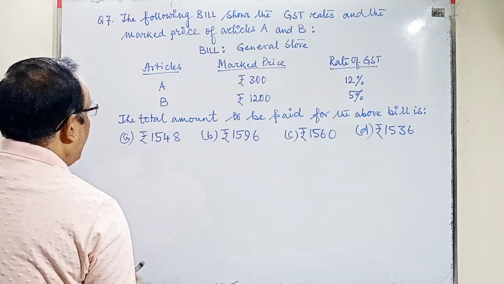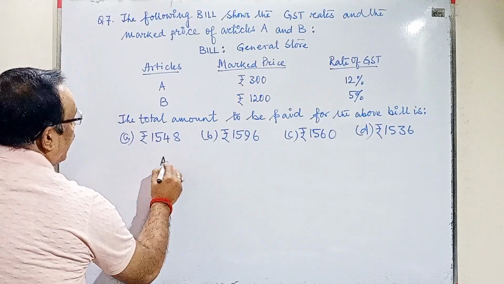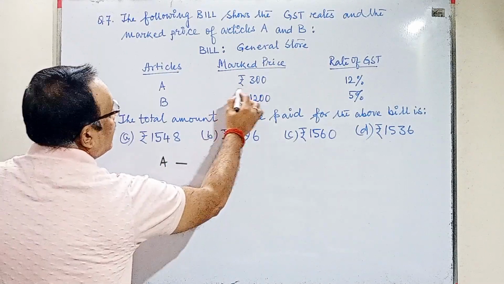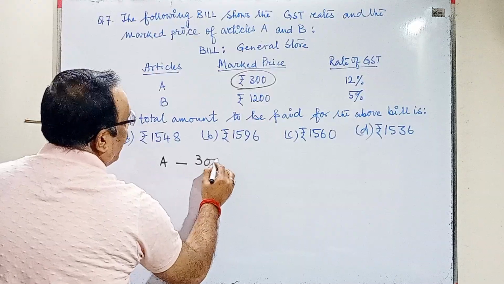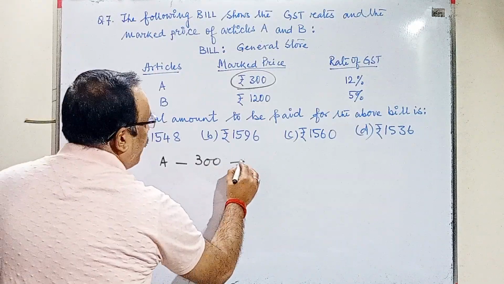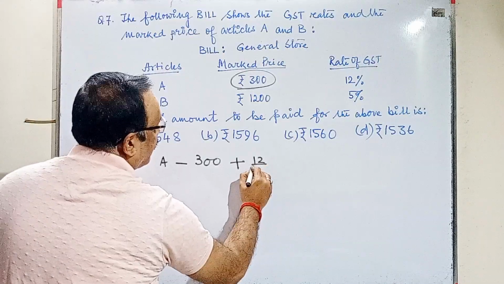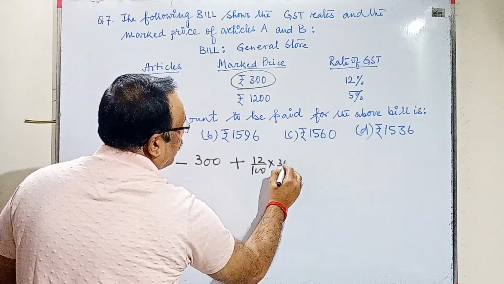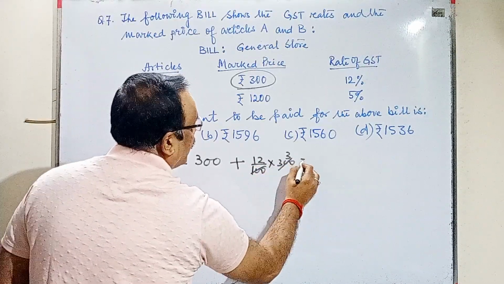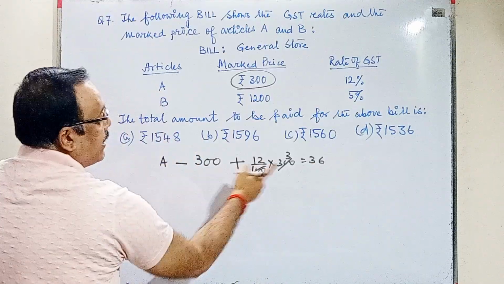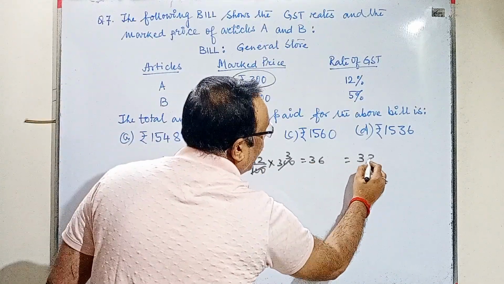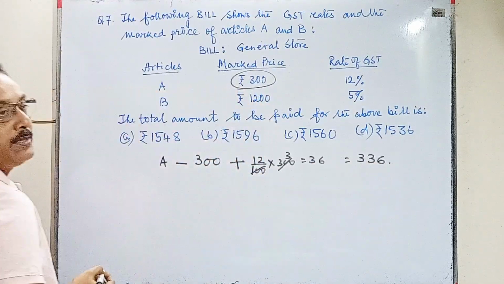Total bill. Now see for A. This is the price, so 300 you have to pay. And with this you will pay 12% GST. So 12% of 300 is 36. So 300 plus 36, the total amount you have to pay is 336 rupees.